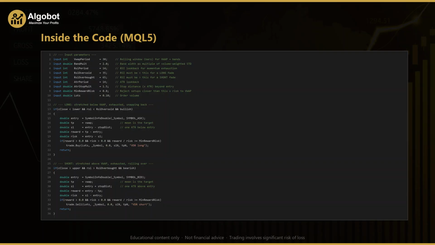Now look at the long block. The condition reads, if the closed bar's close is below the lower band, and RSI is below the oversold level, and the bar is bullish, then prepare a buy.